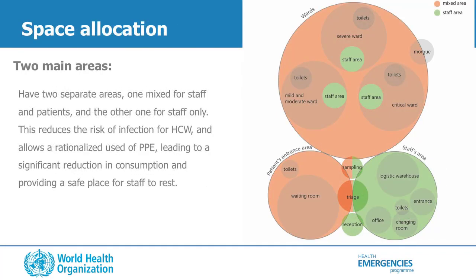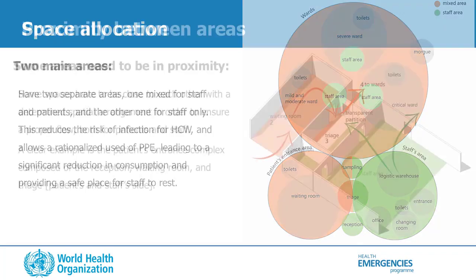Here, our space allocation should work. There are 2 main areas, 1 mixed for staff and patients in orange, and 1 only for staff in green. This reduces the risk of infection for healthcare workers and allows a rationalized use of PPE, leading to a significant reduction in consumption and providing a safe place for staff to rest.